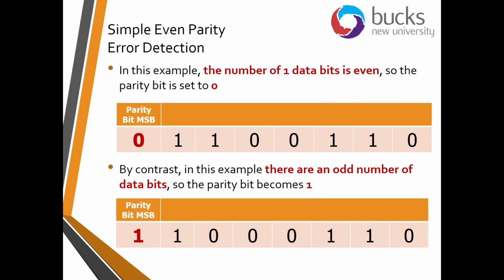So, simple even parity error detection then. In this example, the number of 1 data bits is even, so the parity bit is set to 0. By contrast, in this example, there are an odd number of 1 data bits, so the parity bit then becomes set to 1. So we have 2 examples here. One has an even number of 1 bits in the data, so we set the parity bit to 0. One has an odd number of 1 bits within the data, so we set the parity bit to 1.